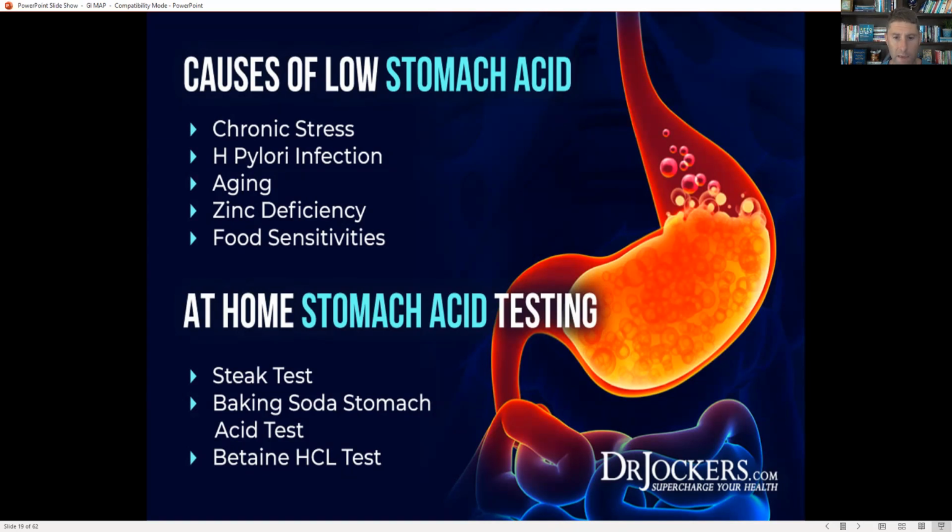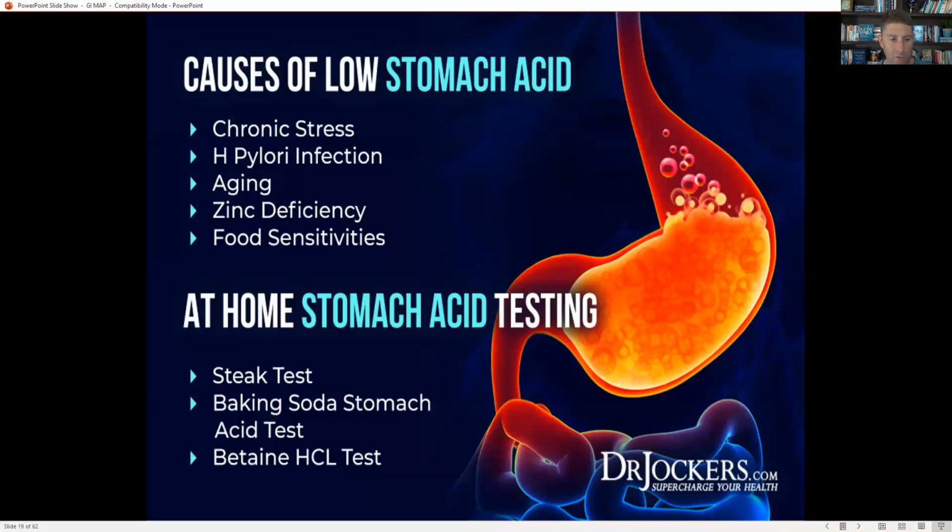There's another test called the baking soda stomach acid test, where basically you just drink a little bit of baking soda in water. You do this first thing in the morning, and you should burp within 2 minutes, right? Basically, I think it's like a teaspoon of baking soda in some water. You should burp because the bicarbonate will mix with the stomach acid, and it will produce gas that will come up, and you'll burp. And if you don't, then it's a sign you may not be producing enough stomach acid.